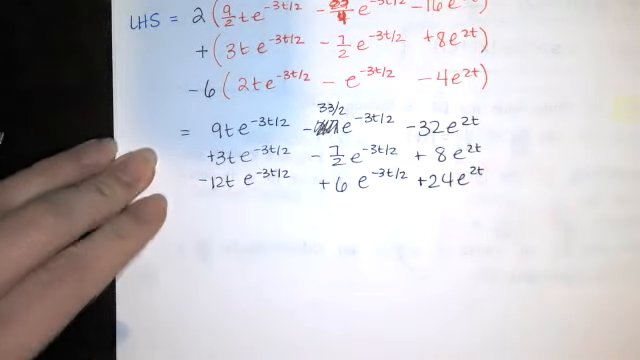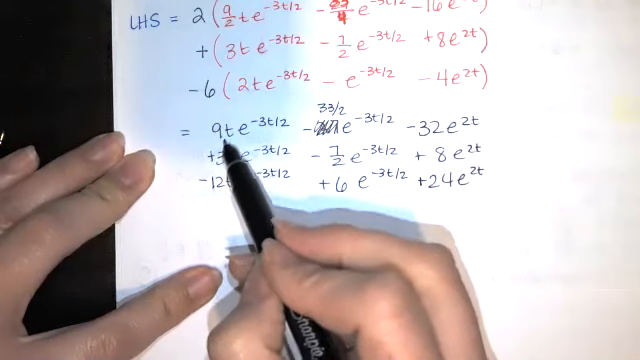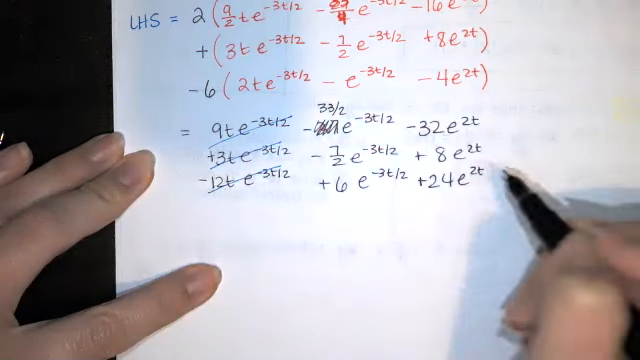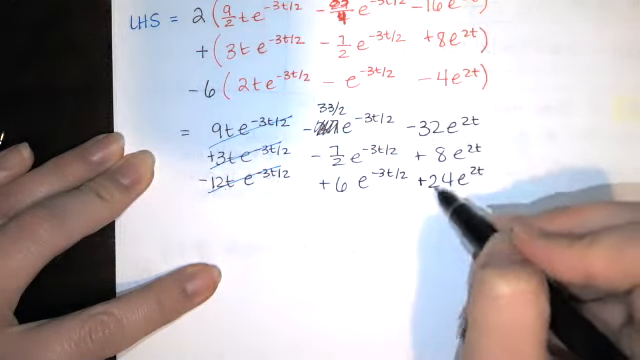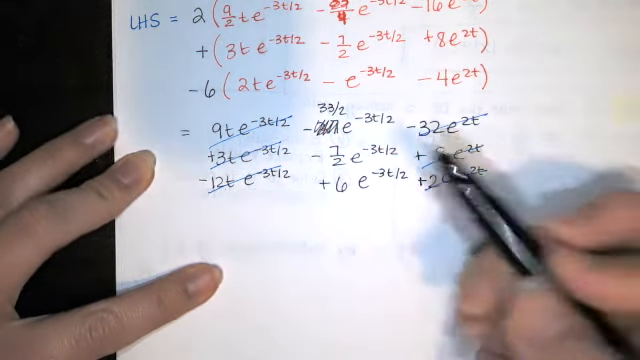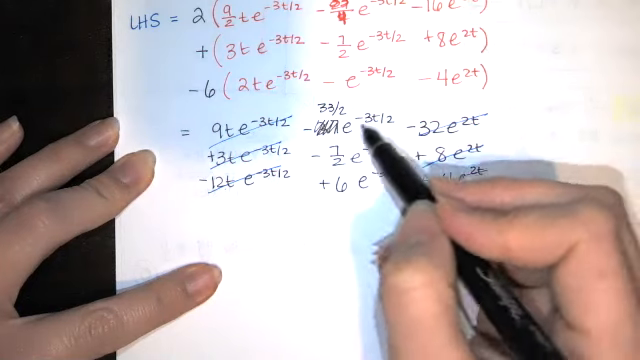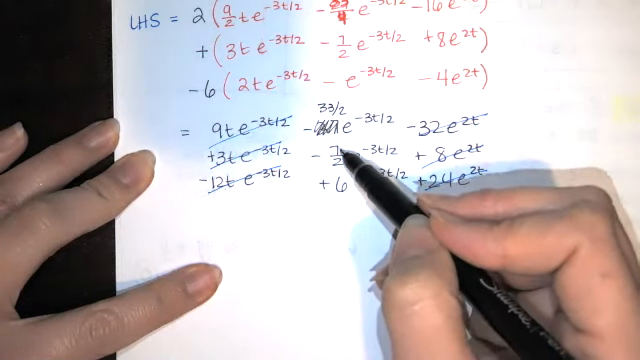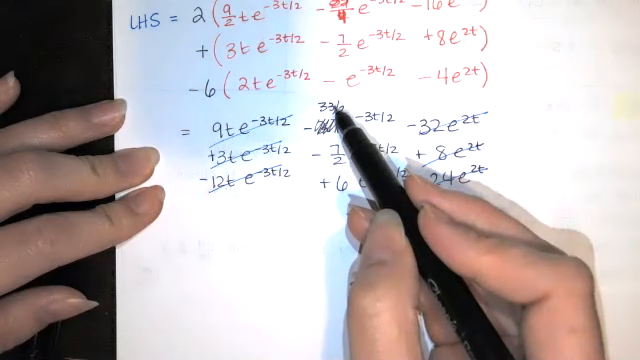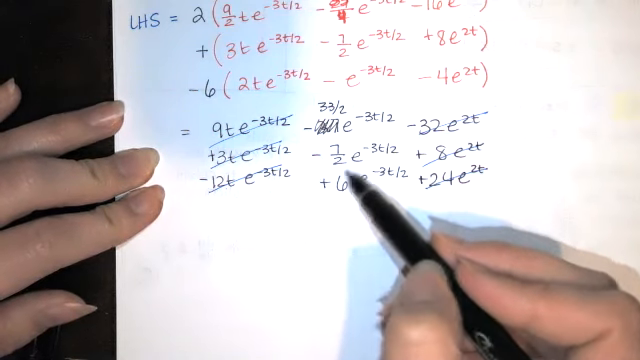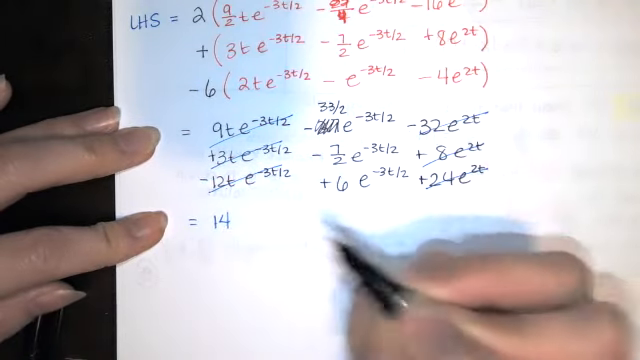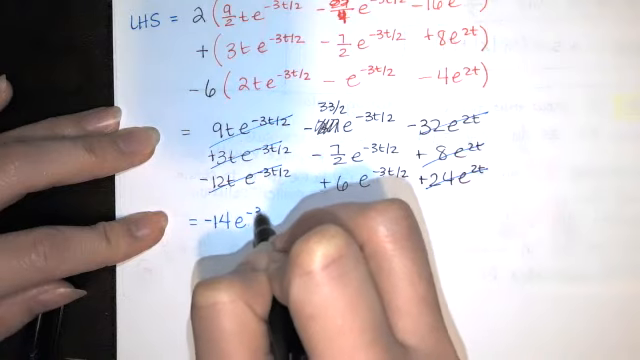Okay, now let's see if there's any cancellations. Hopefully there are a lot of them. We've got 9 of these, 3 of these, and minus 12 of those. Those all reduce. Great. And 8 of these plus 24 of those. That's 32 of those. And then we're subtracting 32 of those. Also great. And then here we have negative 33 over 2 times this exponential minus 7 over 2 times that exponential. So that's going to be negative 40 over 2. So that's negative 20 times the exponential. Negative 20 plus 6 is 14, or negative 14, excuse me, times the exponential.